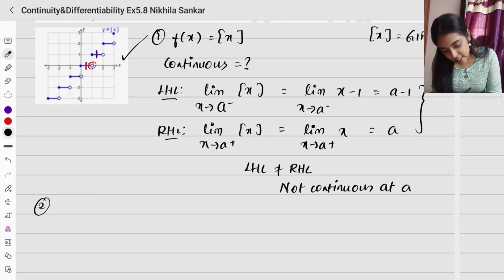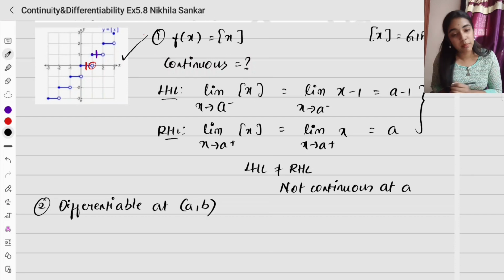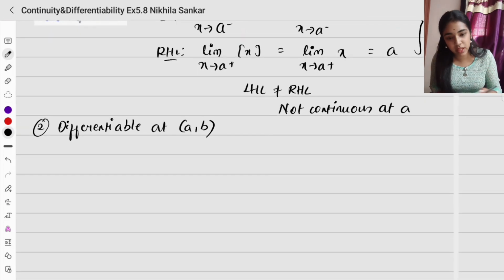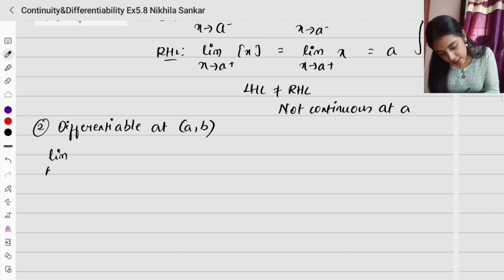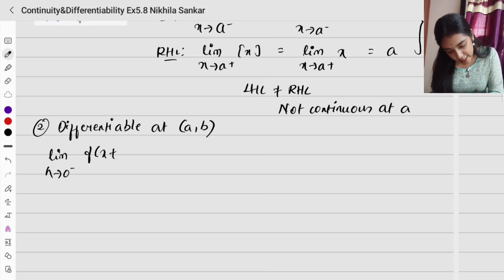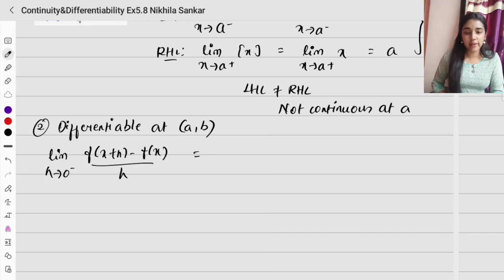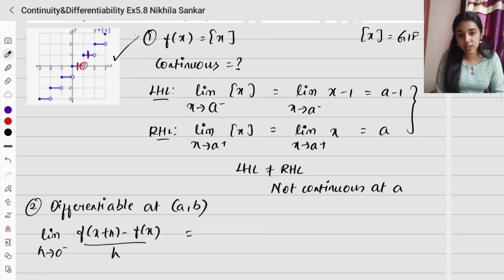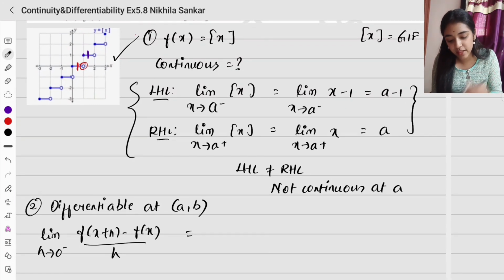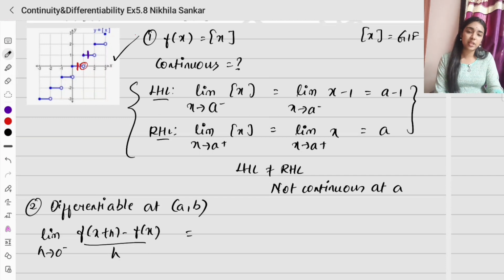What is my second case? Differentiability. So, differentiable at open interval a comma b. This is also not going to get satisfied. So, I have limit h tends to 0 minus of f of x plus h minus f of x divided by h. Now left hand limit, f of x plus h, the value is going to be to the left of what is given. Please check my previous exercise questions. I have explained it much more clearly and slowly.